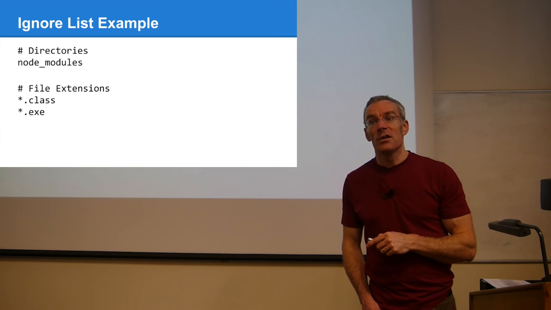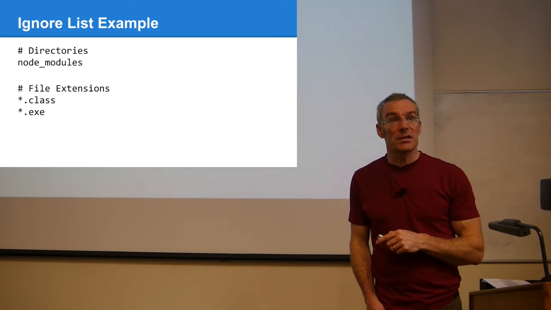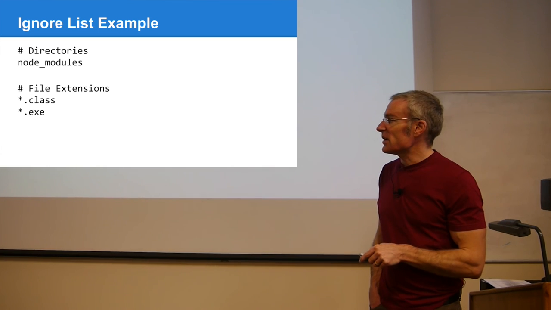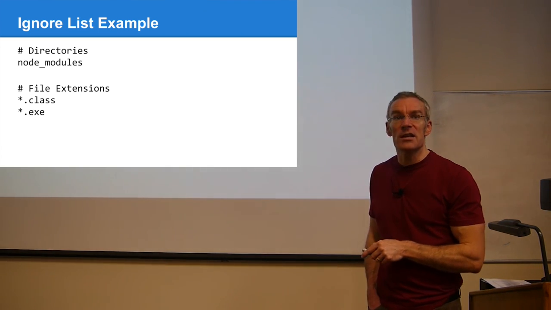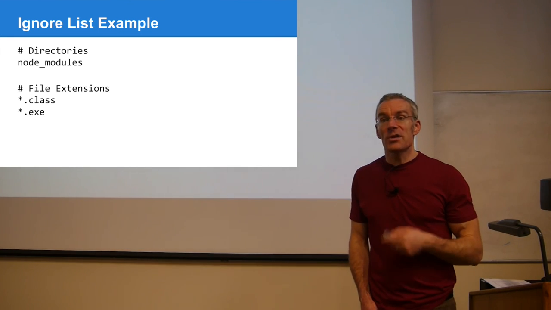If I'm working in Java, I don't want my compiled classes. Or if I'm doing a Windows application, I don't want my .exe file. I can say anything ending in .class or .exe, ignore. And that's what the .gitignore file is.